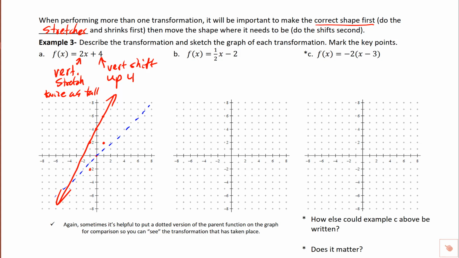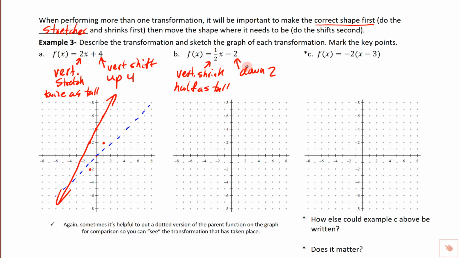Okay, let's move on to the next one. We've got the 1/2 out front, and then we've got the -2. So this is going to be half as tall, so we'll say vertical shrink. It's going to shrink it by a factor of 1/2, so we'll just write half as tall. And then this one right here, this is going to move it down 2. I'm not going to bother writing that it's a vertical shift.